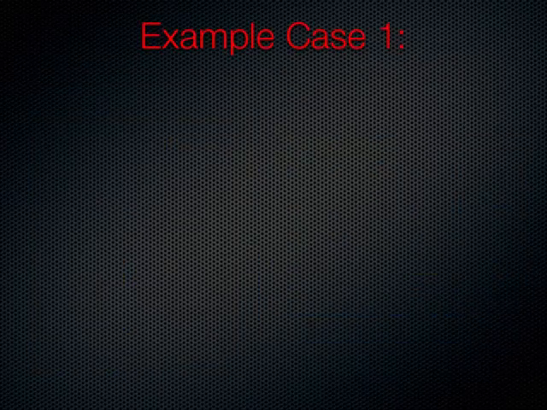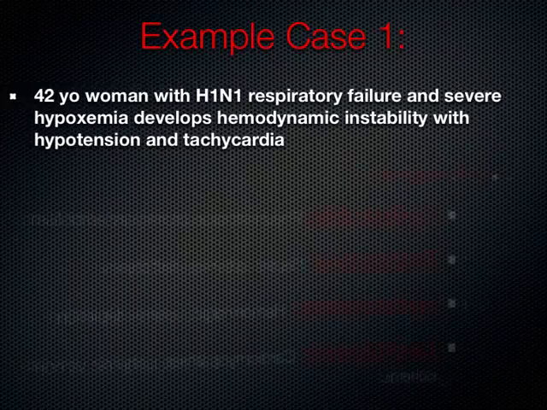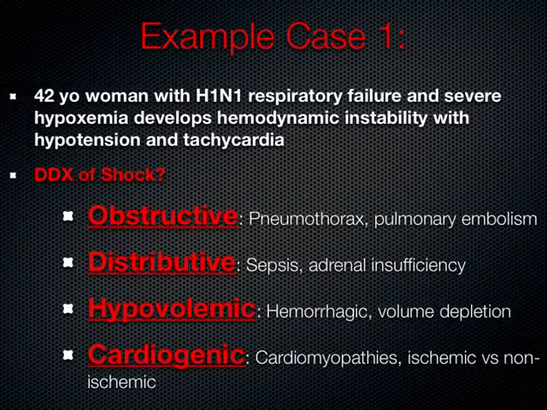Okay, so we'll go through a couple of cases here. Case number 1, a 42-year-old woman comes in with H1N1 respiratory failure and severe hypoxemia. She becomes hemodynamically unstable. She's hypotensive and she's tachycardic. And the differential diagnosis of shock in this patient is multiple. There could be an obstructive problem like a pneumothorax or a PE. It could be a distributive problem like sepsis or adrenal insufficiency, or it could be hypovolemic from hemorrhaging or other reasons to have volume depletion.